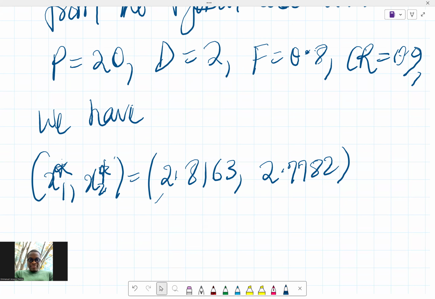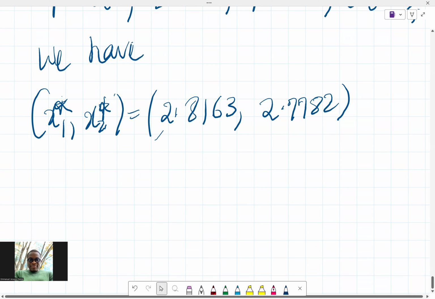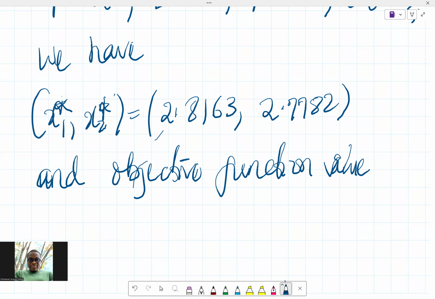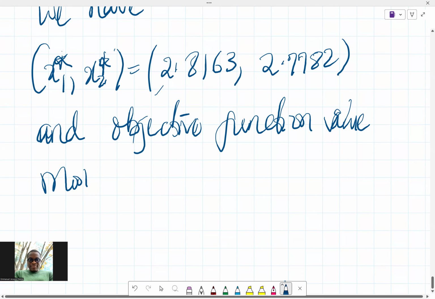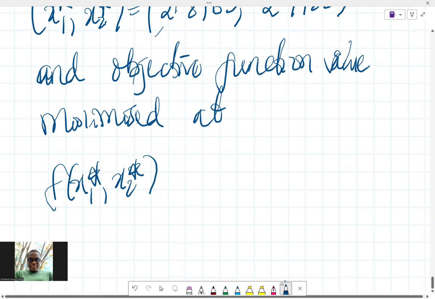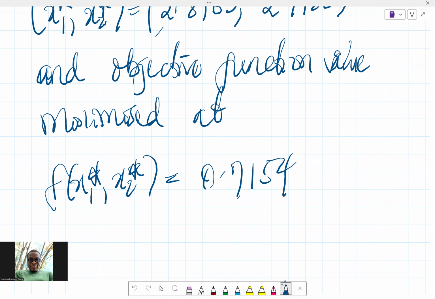That's the optimal solution, which is 2.8163, then 2.7782. So if you change the parameters, you get different sets of solutions. And the objective function value minimized at f of x1 star, x2 star, or just f of x star, and that is 0.7154. So that's what I've chosen to pick out of that.